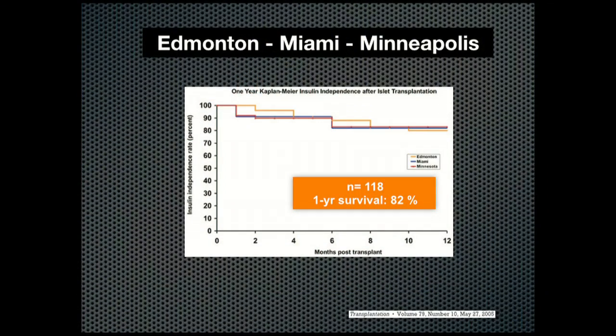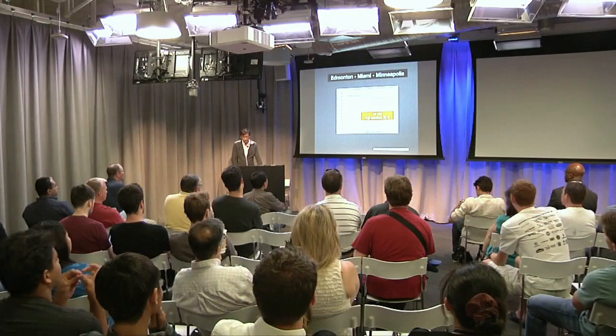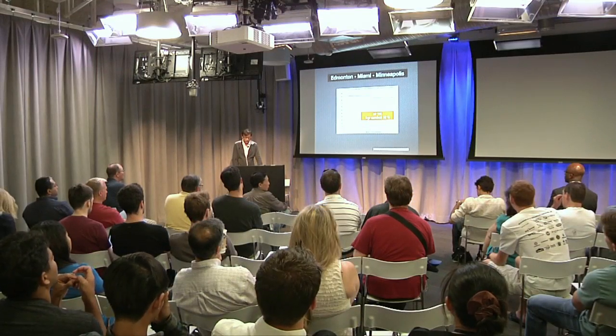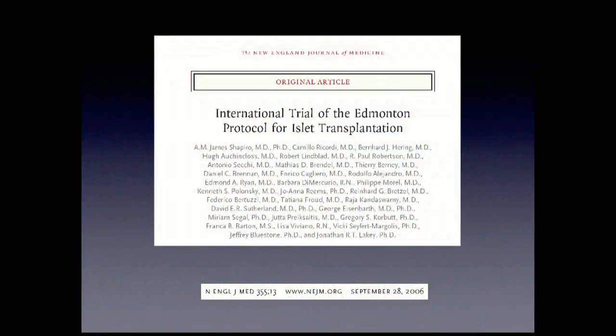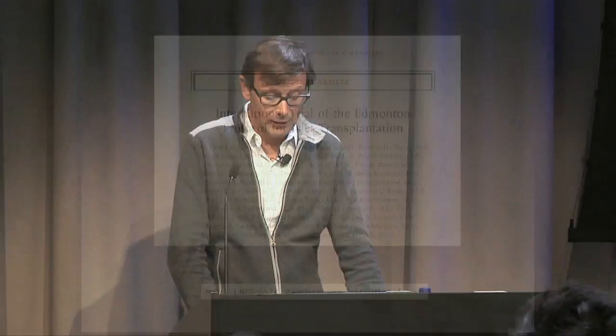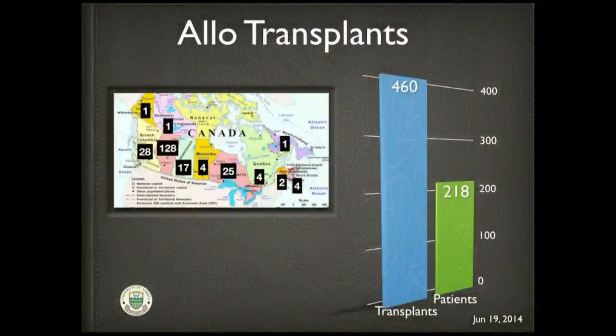We then replicated these trials in Miami, Minnesota, and in our own site in Edmonton in 118 patients, and were able to replicate this quite successfully, with 82% of patients coming off insulin. And then we moved forward with the Immune Tolerance Network and carried out a large international trial in the US and in Europe, testing the Edmonton Protocol, and we published that too in the New England Journal.